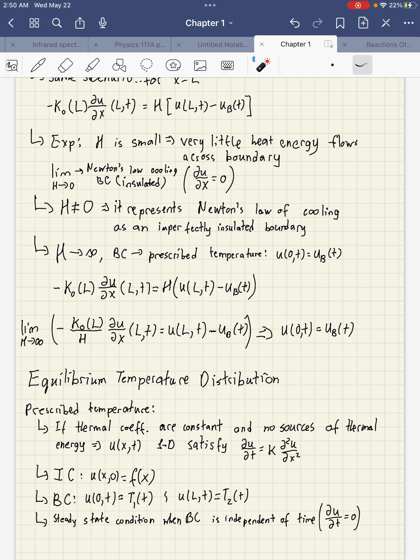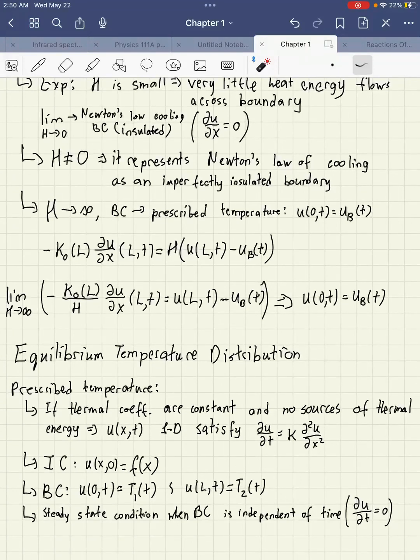So now we expect our condition, and we are considering all the thermal coefficients are constant, and there are no sources of thermal energy at all. So we have this equation right here. Because we are given an initial condition, which is the last step to worry about, we have the boundary conditions that we have to worry about.